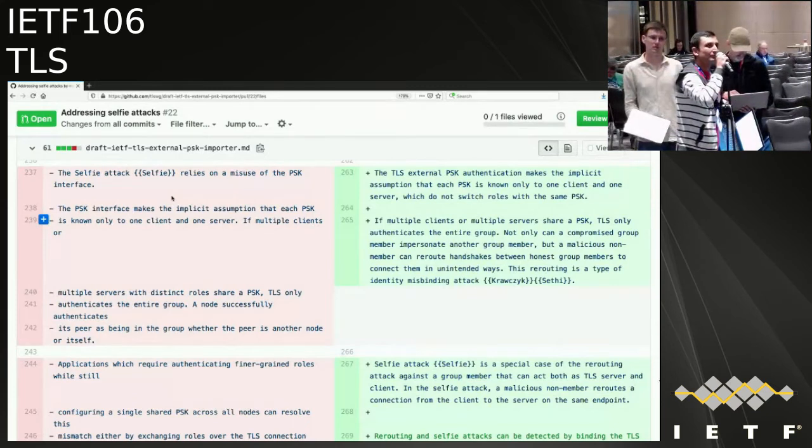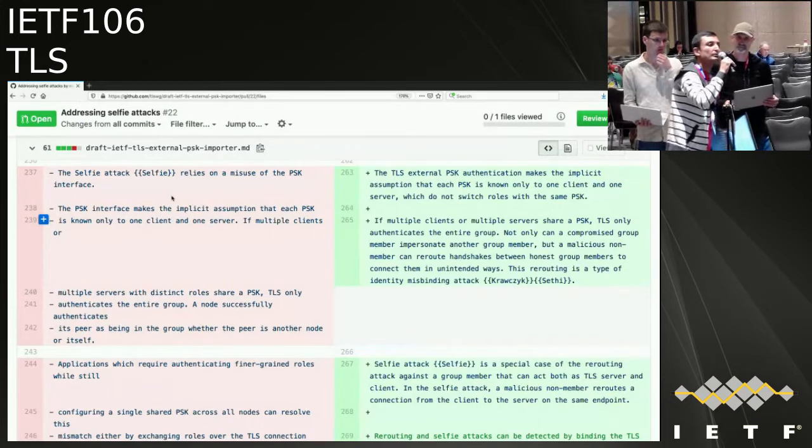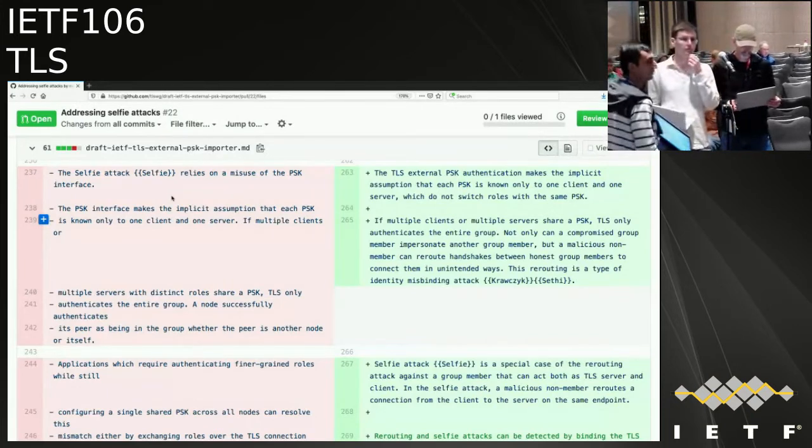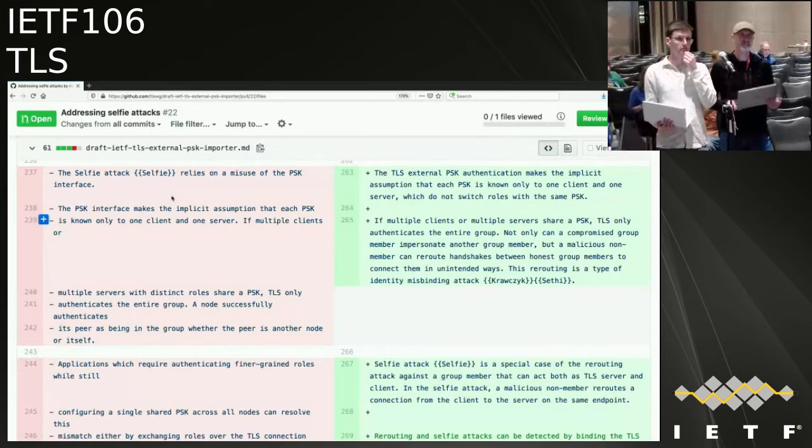Two quick clarifying questions. Should we remove selfie from this document then and solve it in another document? Should 8446 have an errata? And do we as a working group want to allow use cases where the PSK is shared between more than two parties?